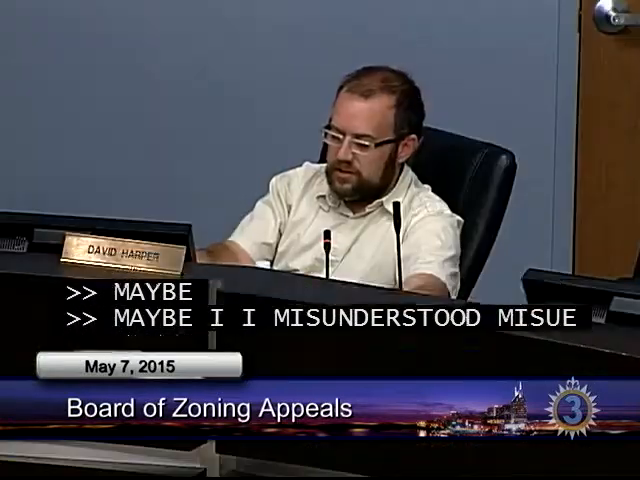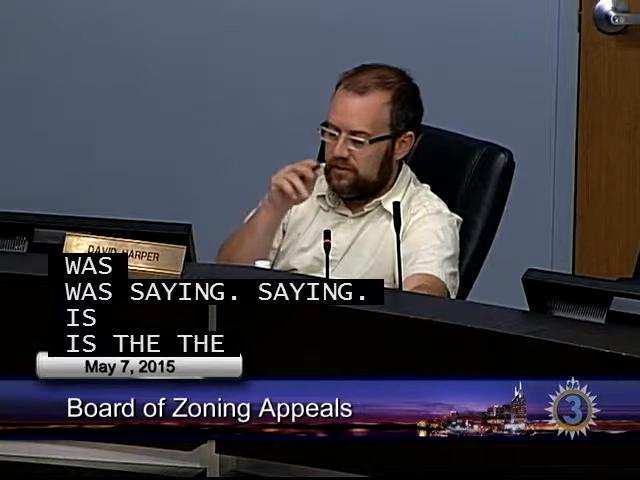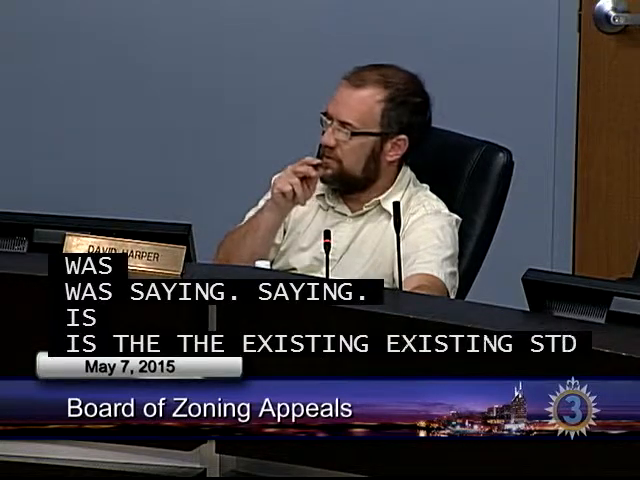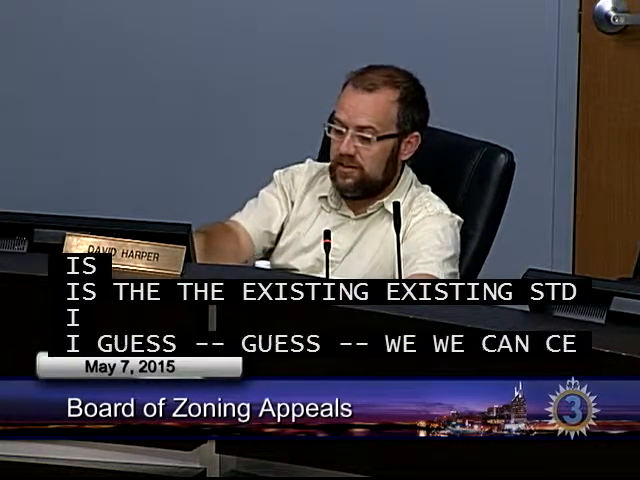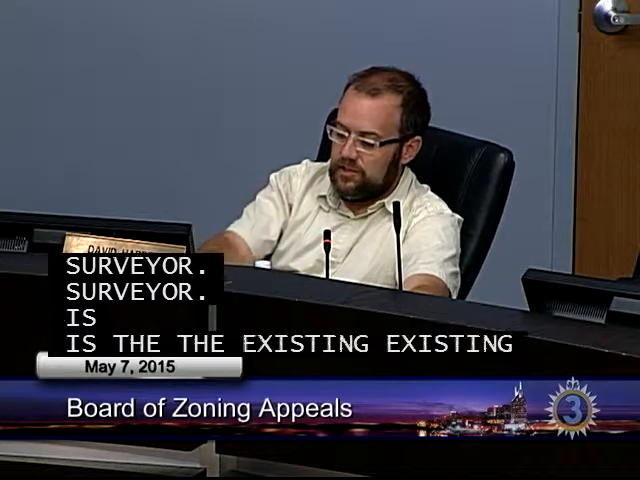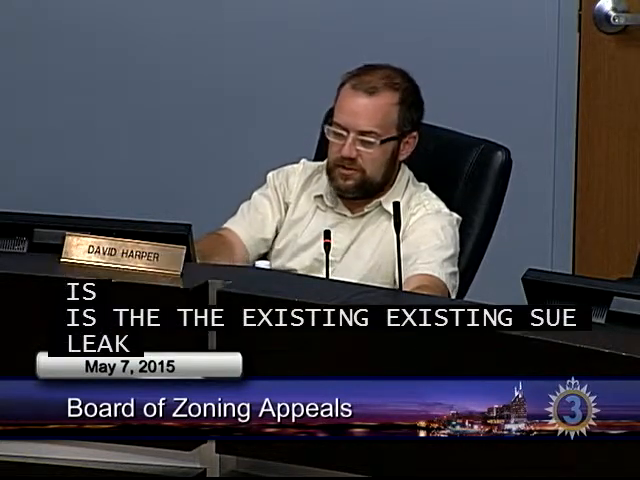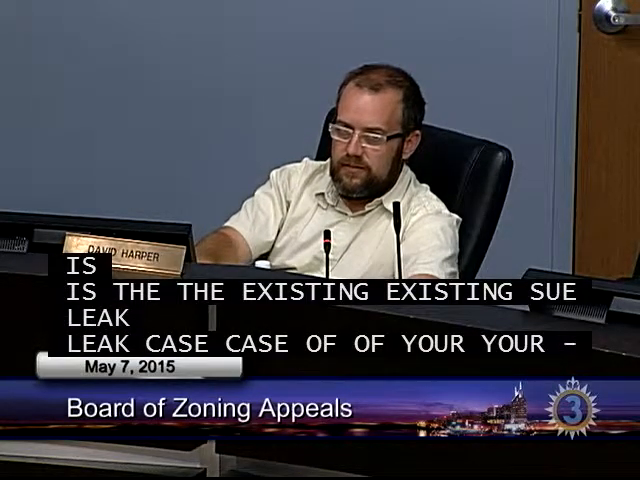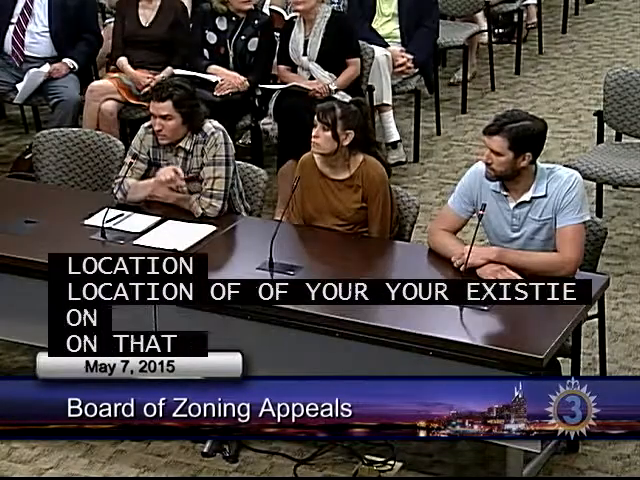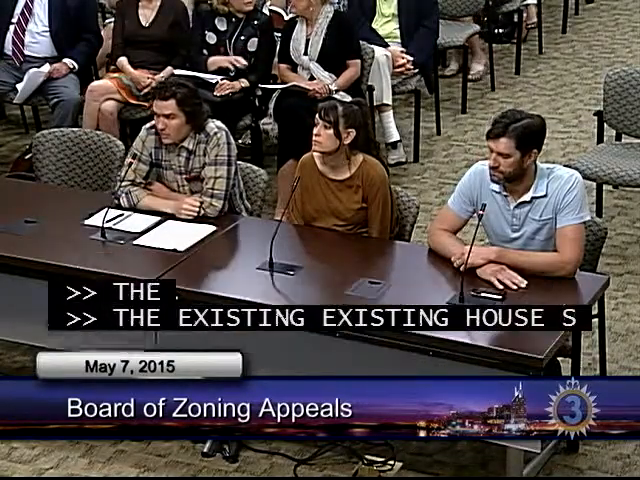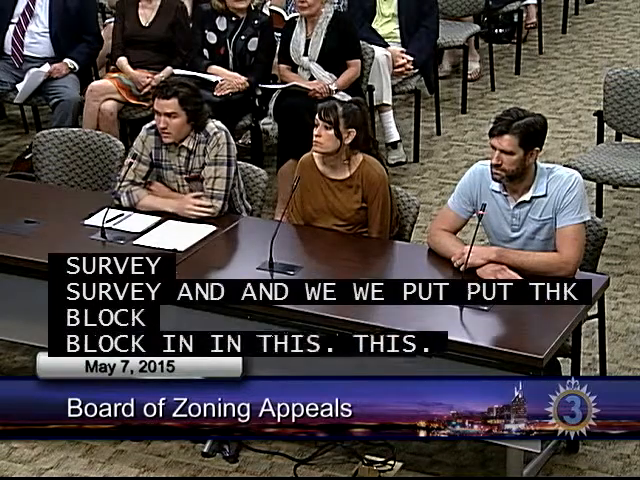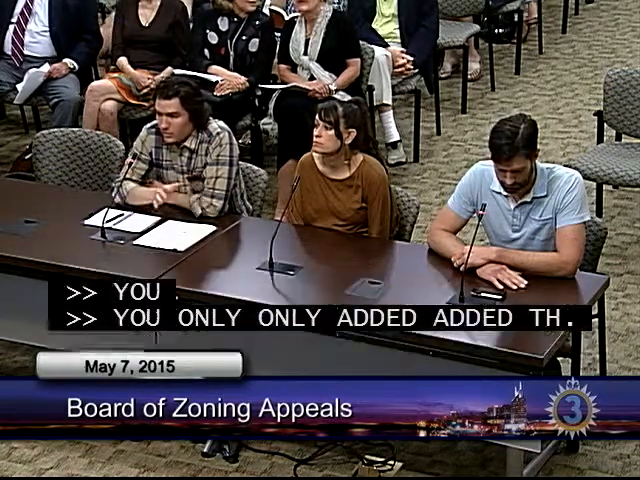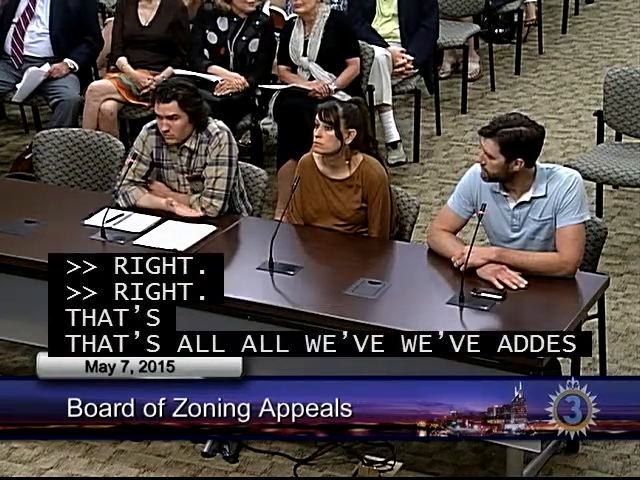Is the existing structure, and I get, we can ask the surveyor, is the existing survey the location of your existing house on the survey? Was that surveyed? That was the existing house, his survey, and then we put the black block in there. Added the addition. Right. That's all we've added on to his survey, just to show that there was no encroachment, because that was their claim.